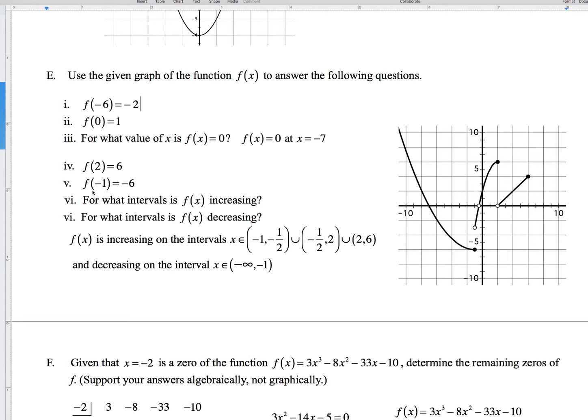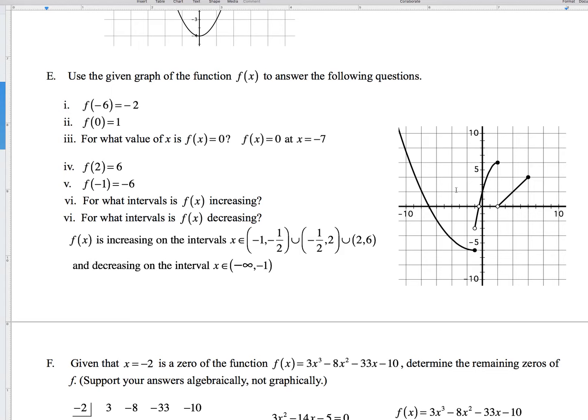Part 5 says, what is f of negative 1? Function value at negative 1. So we count back from the y-axis to negative 1, and we go down past the open circle to the filled-in circle, which happens to be at negative 6. So the value of the function at negative 1 is negative 6.